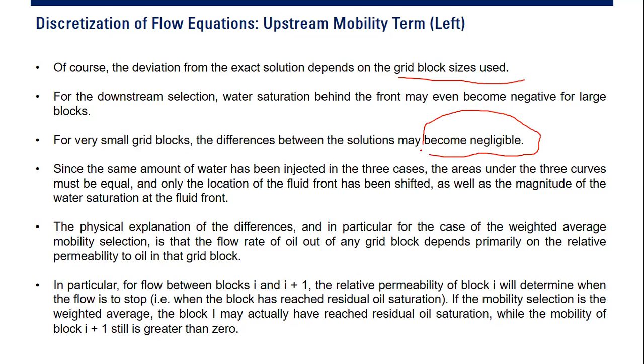Okay, so if you discretize the rock, the porous medium, into very small grid blocks, you will have a huge number of grid blocks, and then you will have a solution that is very good, close to the analytical or exact solution. Since the same amount of water has been injected in the three cases, the areas under the three curves must be equal, and only the location of the fluid front has been shifted, as well as the magnitude of the water saturation at the fluid front.